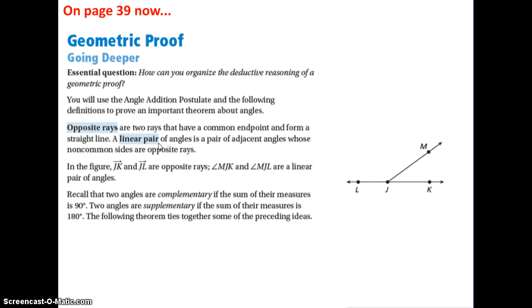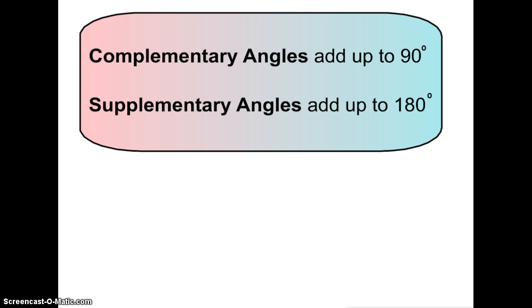Now a linear pair is a pair of angles that are adjacent. So for example, in this picture, a linear pair of angles would be KJM and LJM. Notice they're not congruent, however, by the angle addition postulate we can say that they add to 180 degrees. Okay, that's what's special about a linear pair. Remember, complementary means adds to 90, supplementary means adds to 180. Alright, just reiterating that. Complementary adds to 90, supplementary adds to 180.